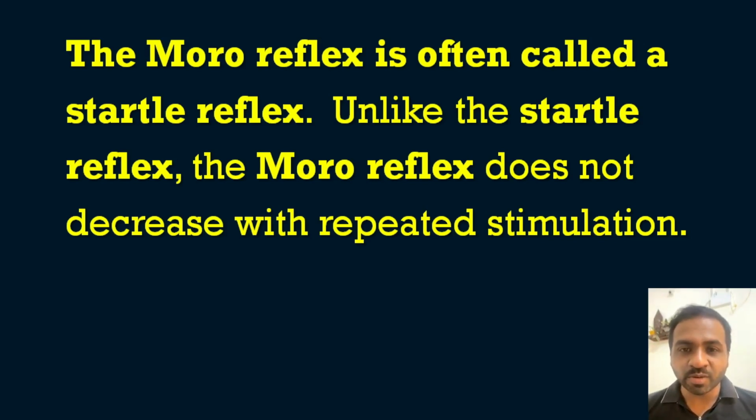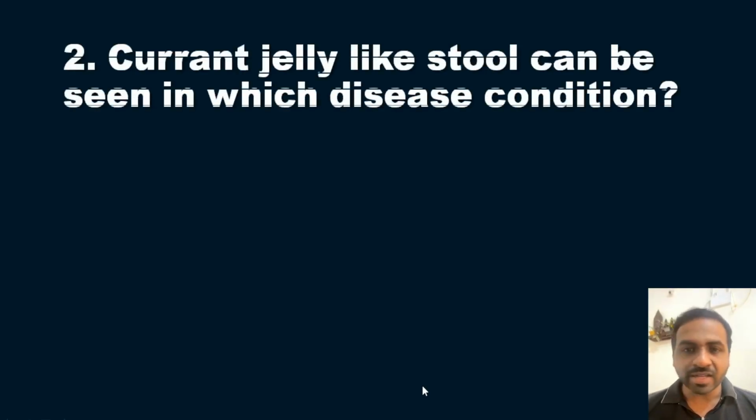So now we will move on to the second question in our series. The second question we can see on the screen right now, and it is regarding the stool characteristics of a disease. The question is, currant jelly-like stool can be seen in which disease condition? The question is very direct and very clear.